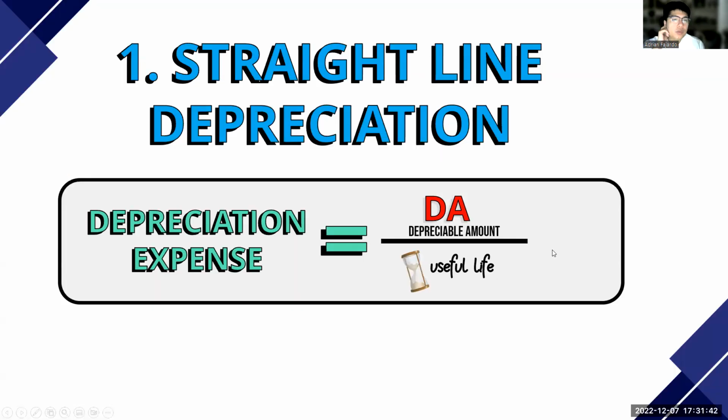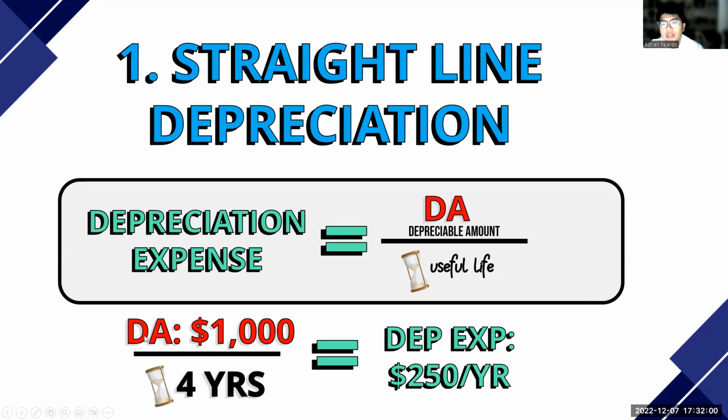Okay? So now, we go to the first method of depreciation. In order to solve for your depreciation expense, usually your annual depreciation expense, it's just basically depreciable amount divided by the useful life in years equal to your annual depreciation expense. So again, in that example, our depreciable amount is 1,000 because that's 1,300 cost minus salvage value of 300 is equal to DA of 1,000. Our useful life was in years. So 4 years, so 1,000 divided by 4 years, we have a depreciation expense of 250 per year.